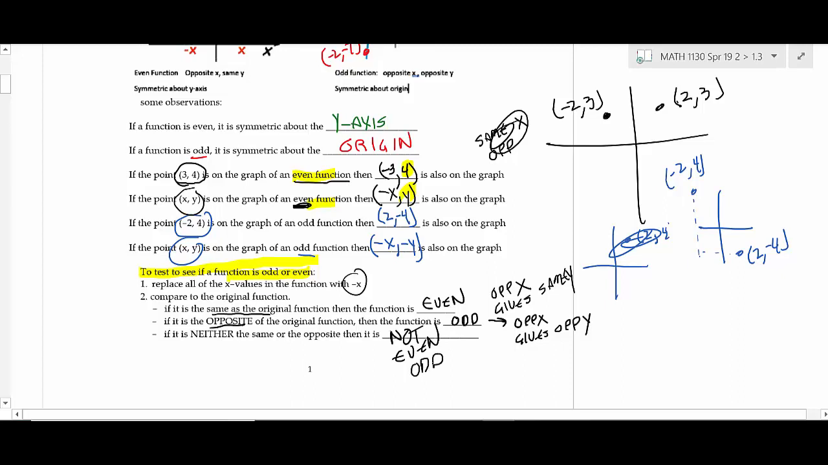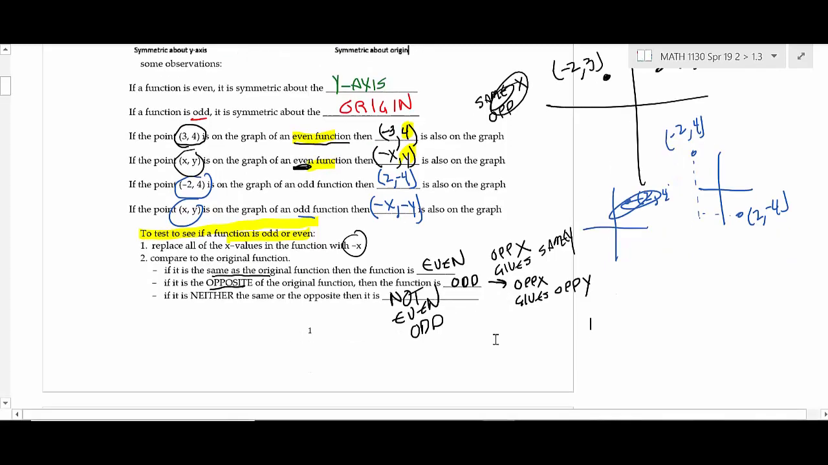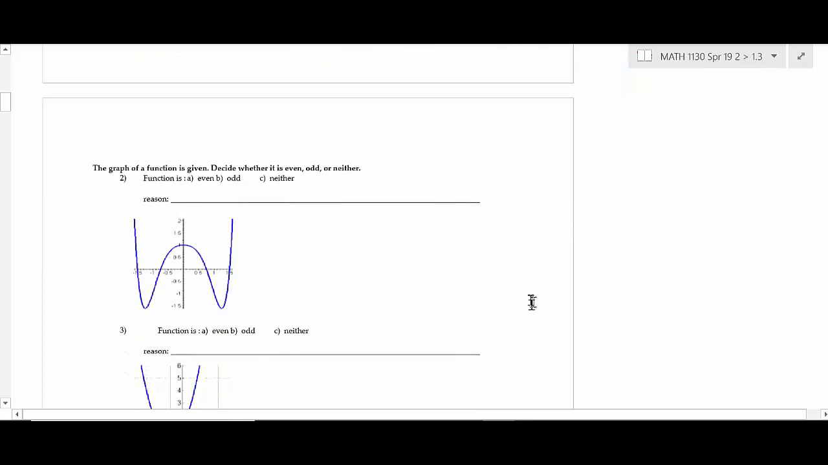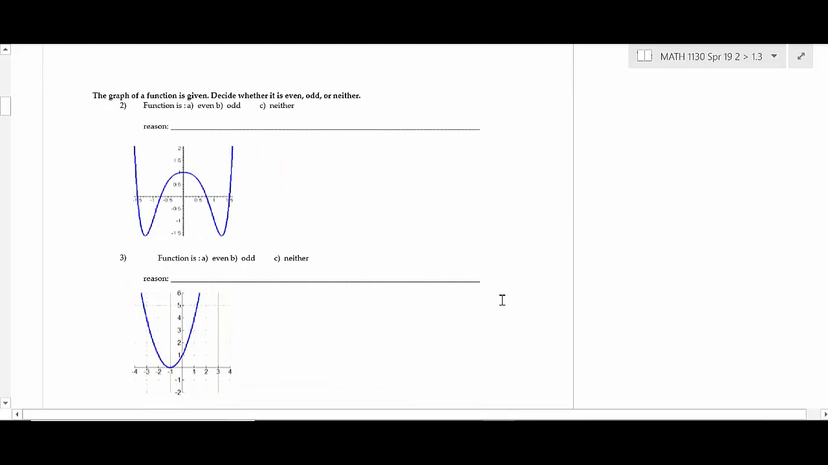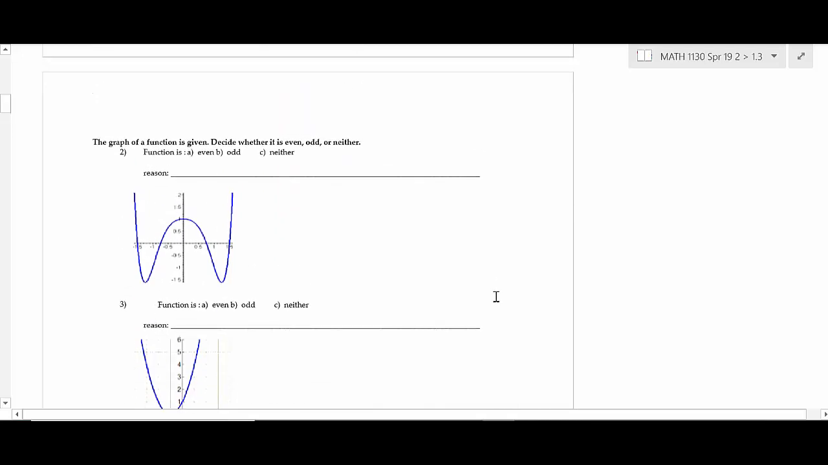So that's kind of the idea when you're showing algebraically whether something's even or odd. First thing is just replace all the x's with negative x, work it out, and see if you end up with the same function or the opposite function or neither. That's what you've got to do. Okay? Now, the symmetry part is not too bad. Symmetry is not hard for students, but writing it out algebraically is where the problem is.